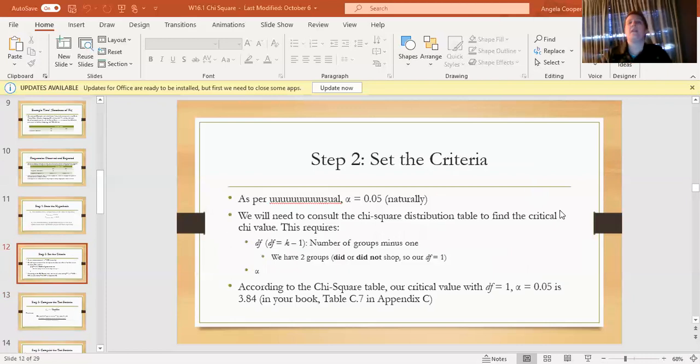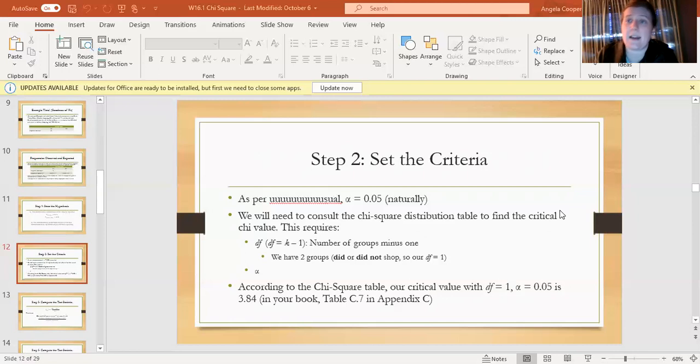So step 2, set the criteria. As per usual, part of setting the criteria is knowing what our alpha value is, and often that alpha value is 0.05 or 5%, so we're just going to leave that there. Now we need to consult the chi-square table to give us the critical chi value. To do this, we have to find degrees of freedom, which is similar to how we did before: the number of groups minus 1. K, as we remembered from ANOVA, is the letter that represents the number of groups.